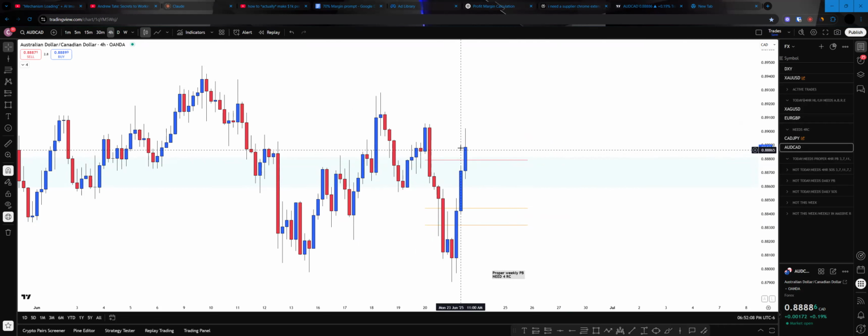AUD CAD, it's pulling back. We still need a bearish candle to close in our direction to signal that we're going to be at a potential 4 hour lower high.